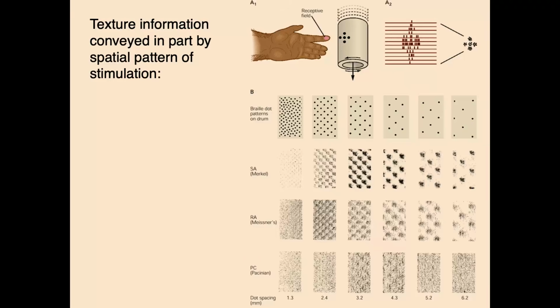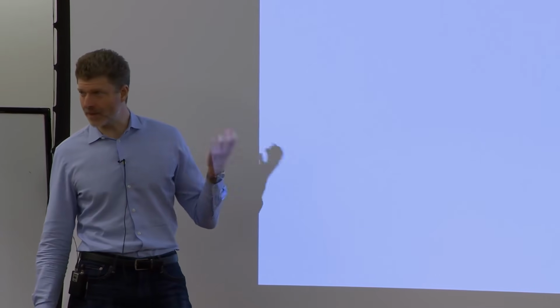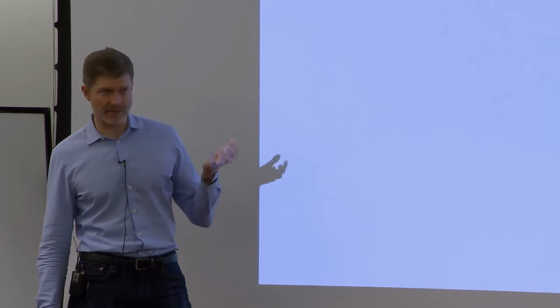But you can also see that as the dots become more dense, you stop being able to see individual responses to the individual dots. It's like the texture gets too fine for there to be a spatial representation of the texture in the receptor responses.